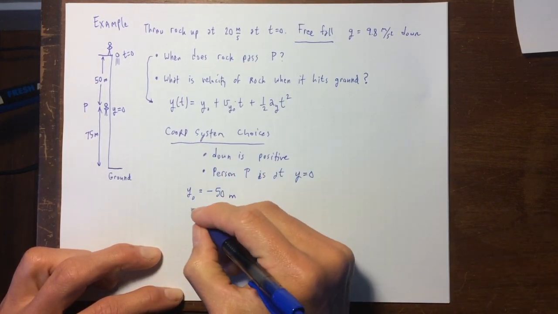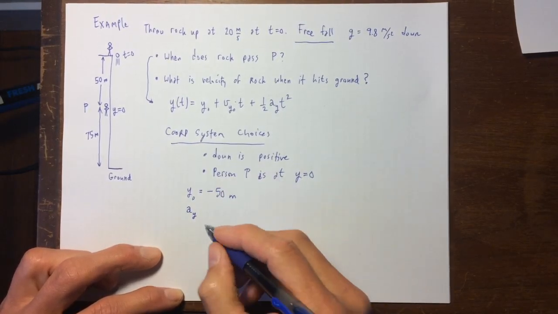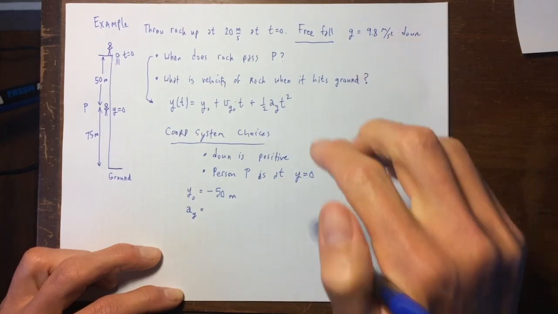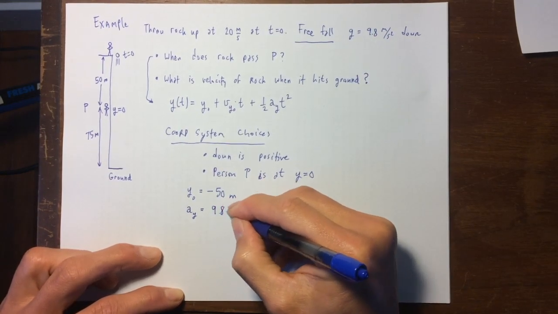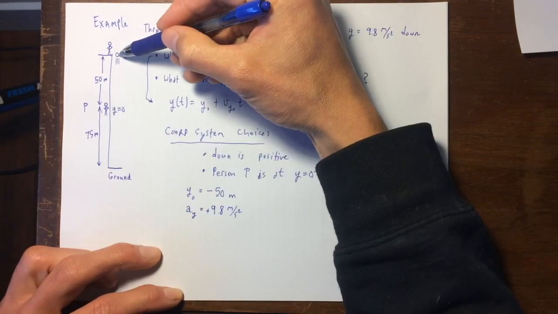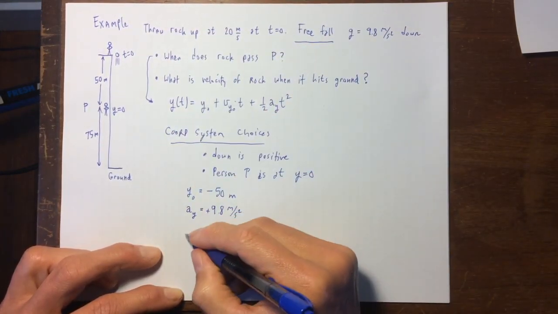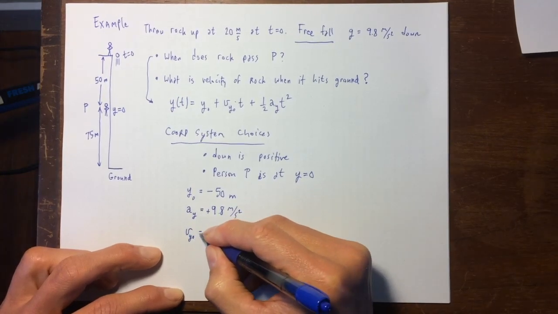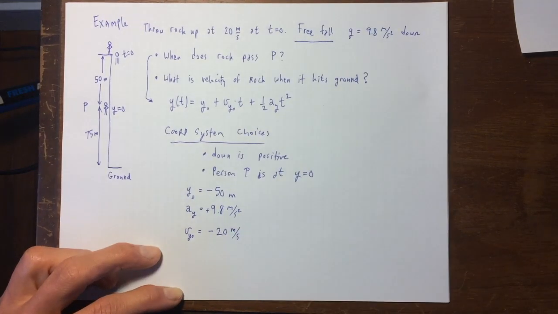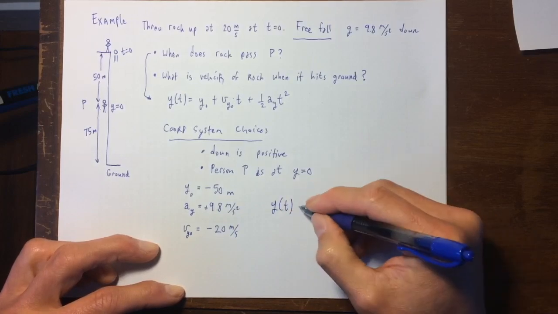Down is positive, so I'm going to go straight to the acceleration. Since down is the positive direction, the acceleration in the y direction is plus 9.8 meters per second squared. And because down is positive and the initial velocity is upwards, this up at 20 meters per second indicates that the initial velocity is actually negative 20 meters per second. These are the details, and I can now fill in my generic form.